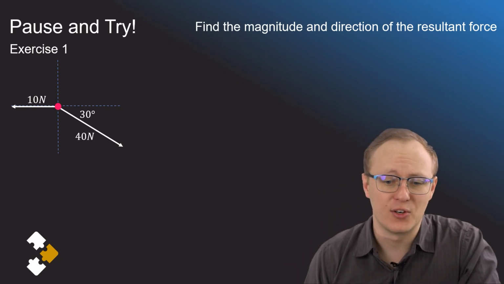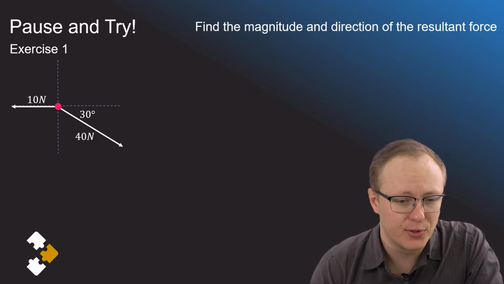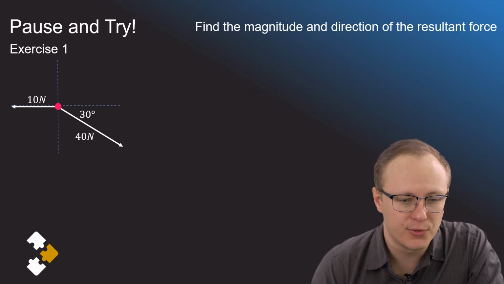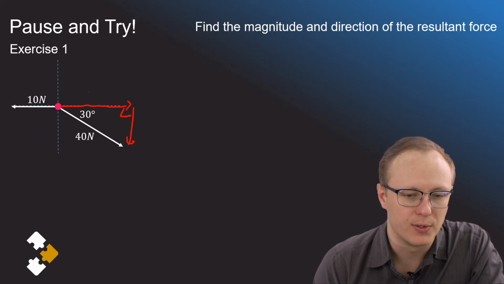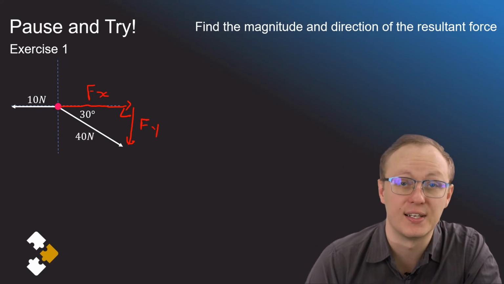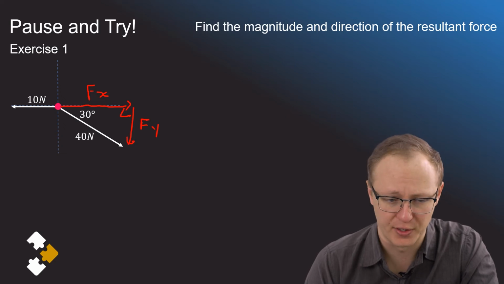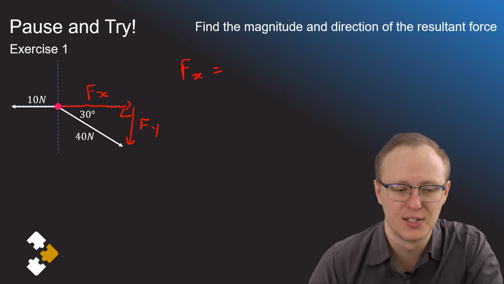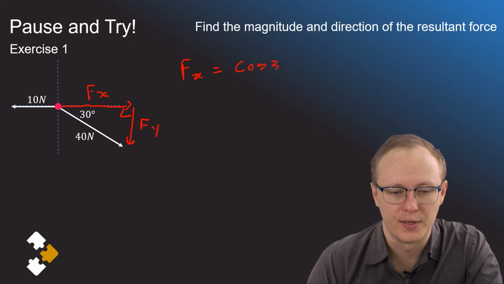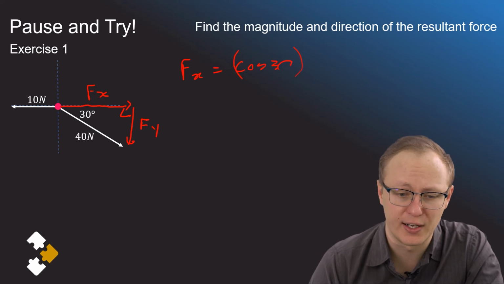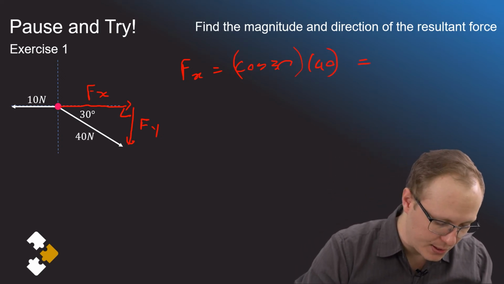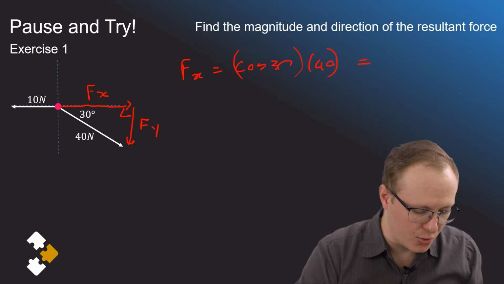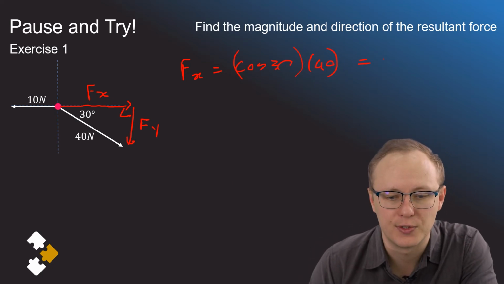Fantastic, I hope you gave that an honest try. So let's see what the result is here. Okay, so very quickly, this 40 newton force we can break up into an X, we can break it up into a Y. Those are perpendicular to each other, so we've got Fx, Fy. And notice here that the X is next to the 30-degree angle, so we're going to use cos. So Fx is equal to cos 30 times the actual force there, the hypotenuse, which is 40, right? And then we're going to go 40 times cos 30, and we get 20 root 3, 34.64 newtons.